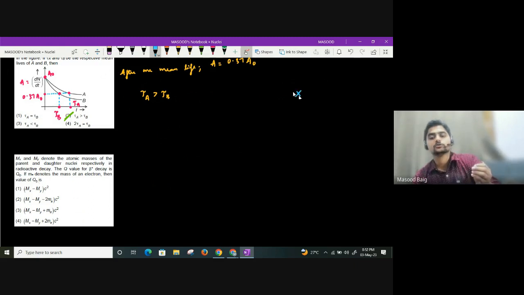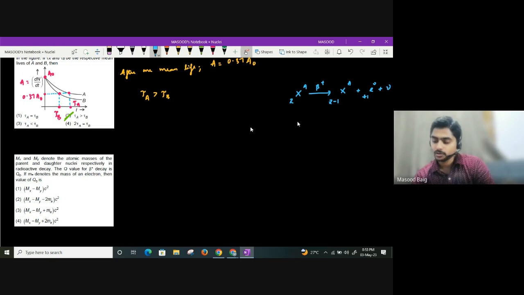Decay will take place usually in heavy nuclei, guys. If I say Z and A, if it is undergoing beta plus decay, then what is going to happen? The atomic number will get reduced by 1. There is no change in mass number. What will be emitted? Positron will be emitted. Along with positron, always neutrino will be emitted, guys. Okay. In the same manner, if I take beta minus decay, let us say, in beta minus decay, what will happen to atomic number?